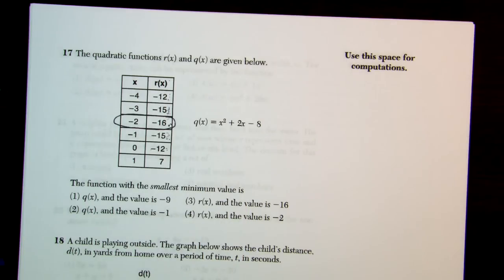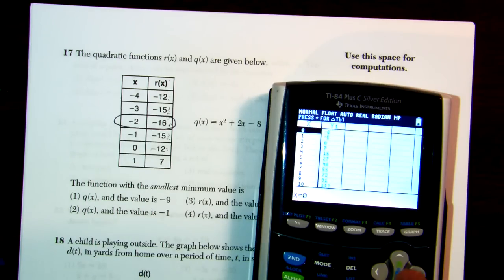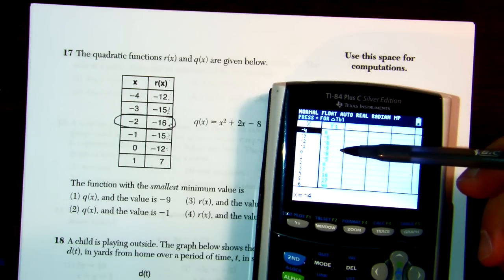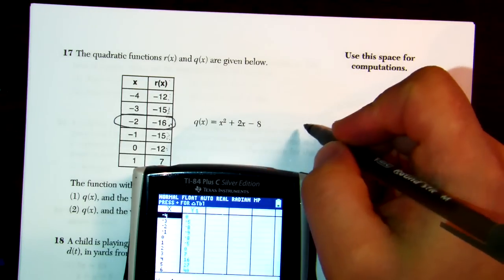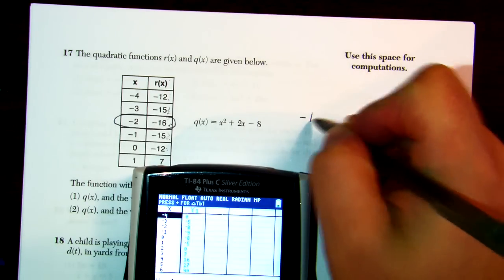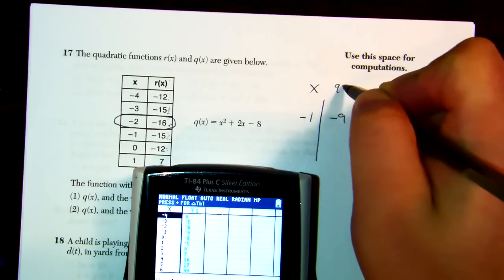So when we plug this one in and get a table, let's go ahead and plug q of x into our y equals. So we have x squared plus 2x minus 8. Second graph. Now our table, we want to look for symmetry. So our symmetry here is starting at -1 where you have a -9. So let's just write it down. -1, -9. Here's our table. Their x's and q of x, right?